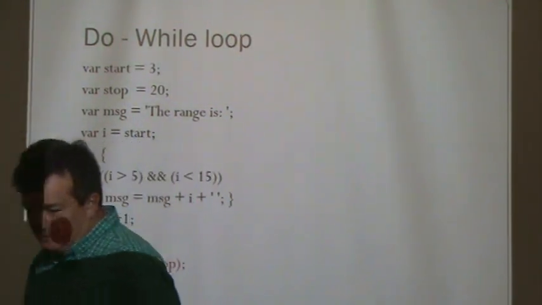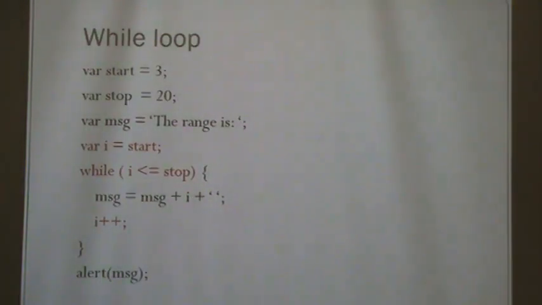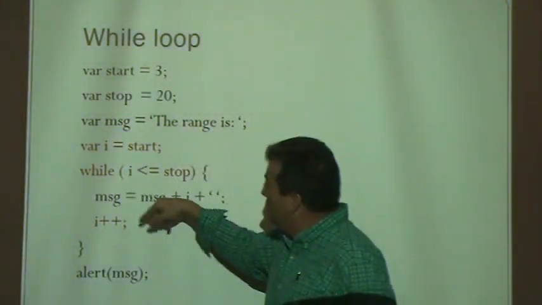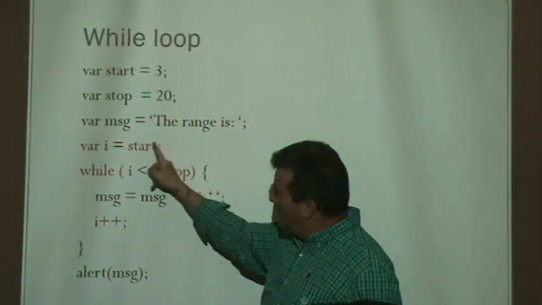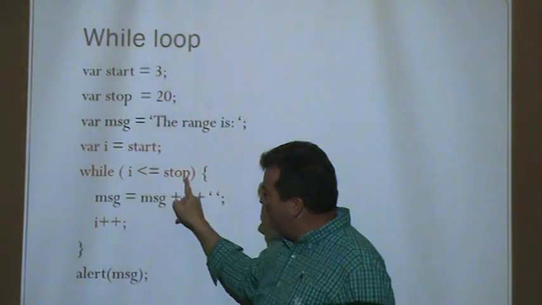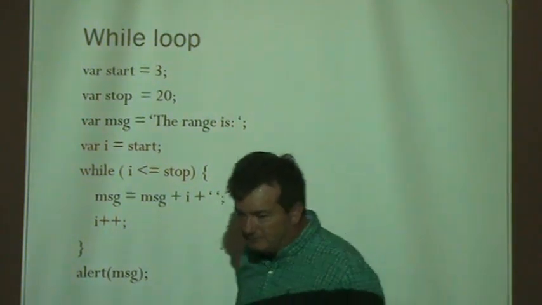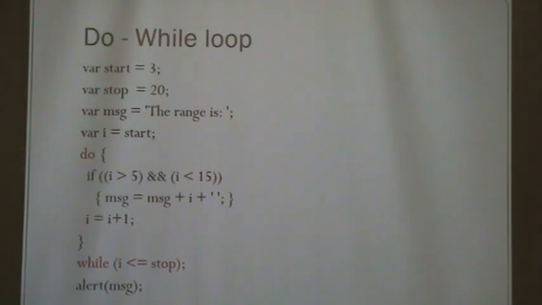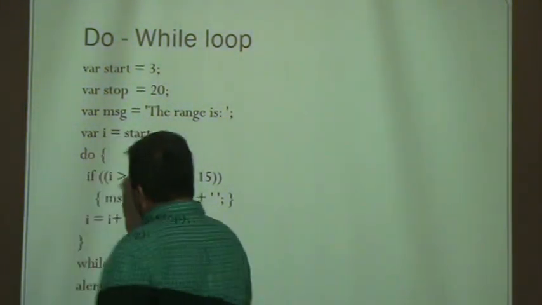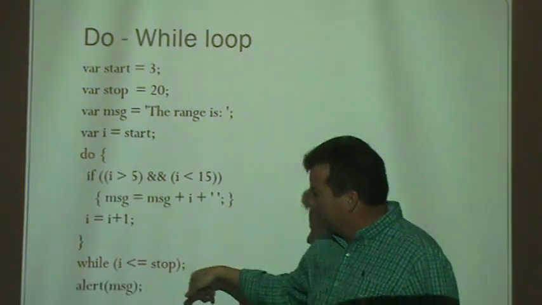That's the only difference. So a while loop could possibly never run. Go back to a while loop. If, for example, let's say start was 25 and stop was 20. So if i was 25, this statement would be immediately false, and the code in the loop would never run ever. Whereas in the do while, it's guaranteed to run at least once. Because we do this, we run through the code and then we check, is this true? And if it's true, we'll run again.